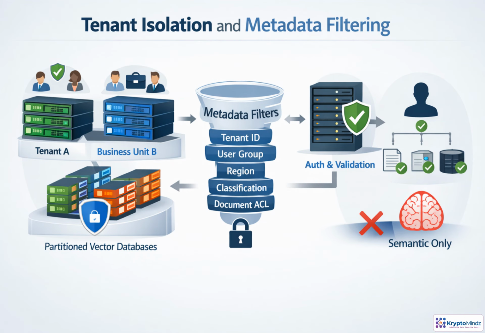Tenant isolation has to be enforced before retrieval, not after generation. Start with trusted identity claims, then convert them into server-side policy filters for tenant, group, region, classification, and document ACL. Those filters travel with every vector query, so similarity search only runs inside the authorized scope. Where boundaries are strong, partition collections. And never let the client weaken these constraints, because semantic relevance is not an access control decision.